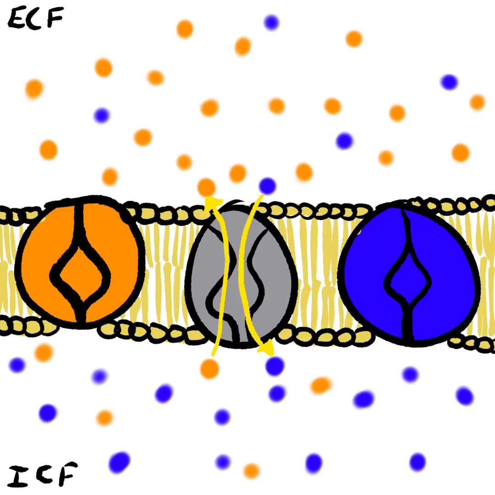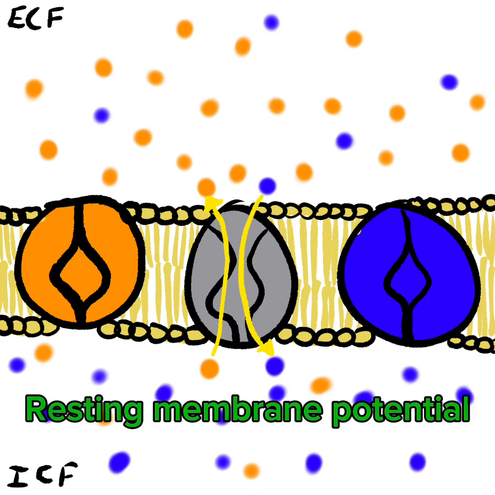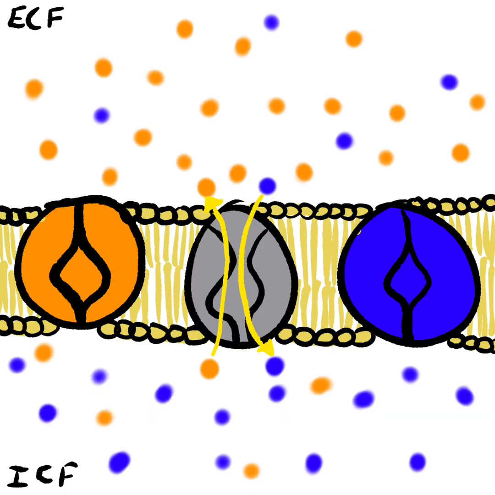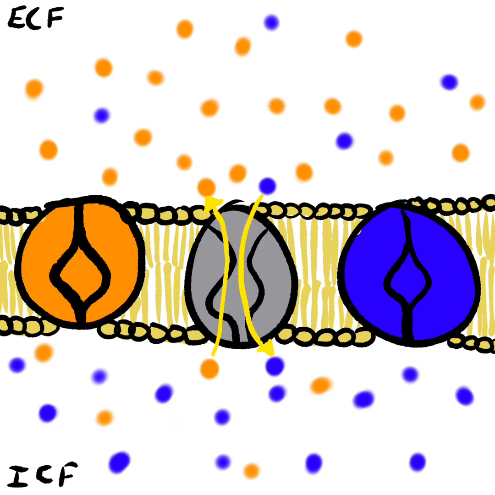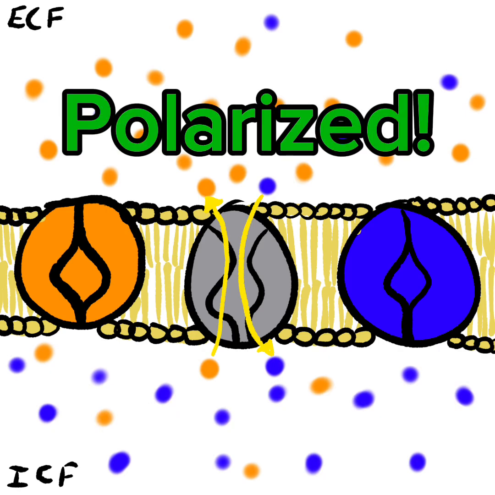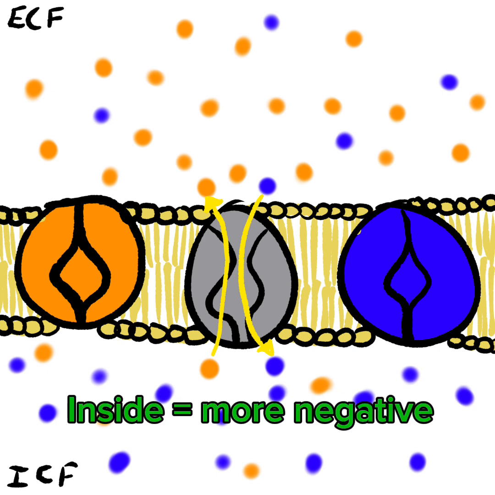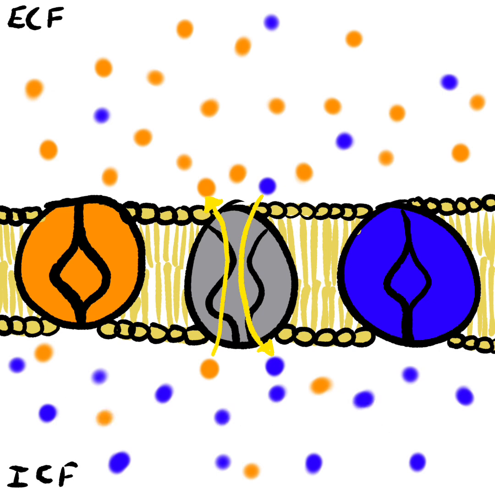So the first electrical state we're going to talk about is called the resting membrane potential. So what is resting membrane potential? It describes the actual value of the electric potential at the plasma membrane when it is at rest and ready to send a signal down its length. At rest, all the gates are closed, and the state of the membrane is said to be polarized, meaning that the inside is more negative than the outside, about negative 70 millivolts or mV.